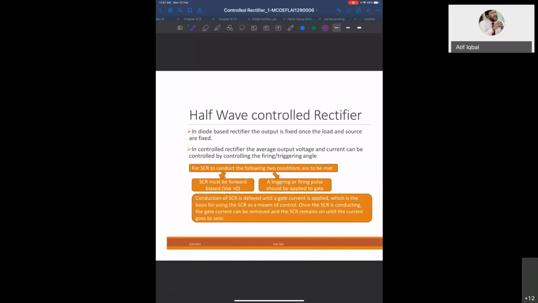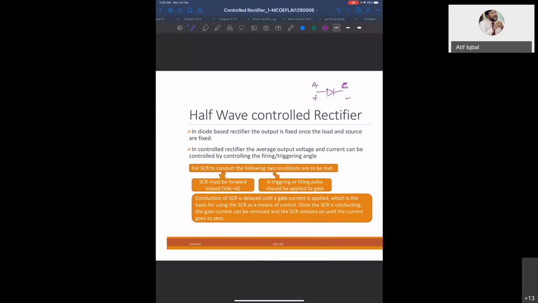So you see that in the case of diode based rectifier, the output is fixed once the load and the source are fixed. You know that the diode is an uncontrolled device. So as soon as you give positive to the anode and negative to the cathode, it starts conducting. There is no control on the conduction. But in controlled rectifier, the average output voltage and the current can be controlled by controlling the firing or triggering angle.